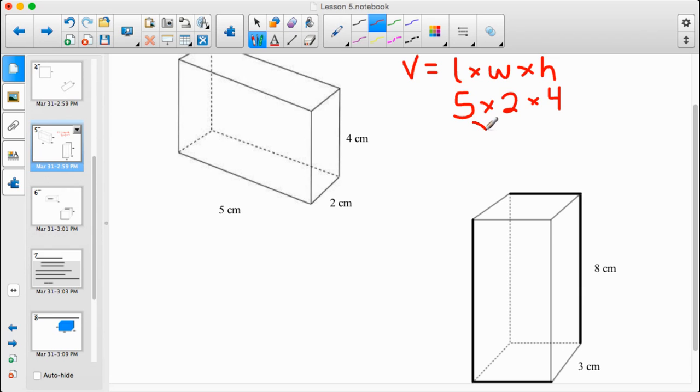So I'm going to start by doing the first chunk, 5 times 2. I'm going to give you 4 seconds to think about it. It's 10. Did you get 10? And now I'm going to copy down what I haven't used yet. I haven't used this times 4.